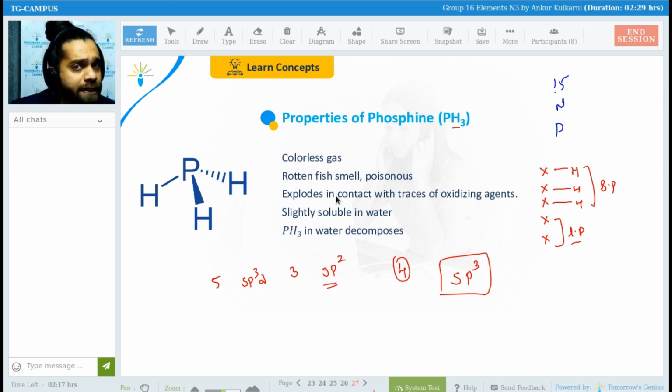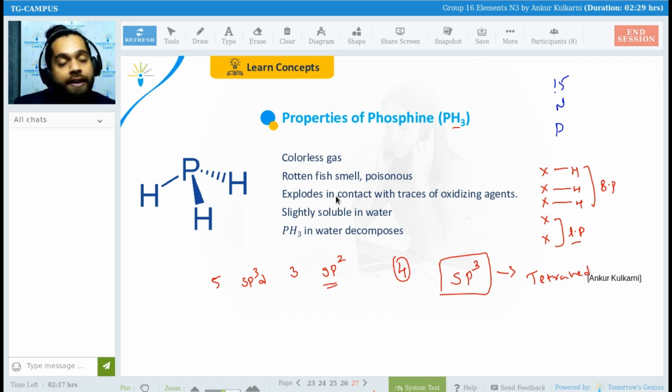And for SP3 hybridization, what is the geometry? Everyone, what is the geometry for SP3? Sorry, not hybridization, the geometry for SP3? Correct, it is nothing but tetrahedral.